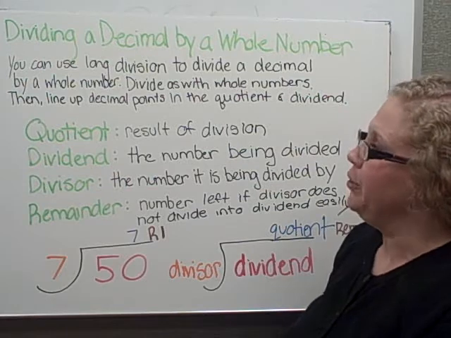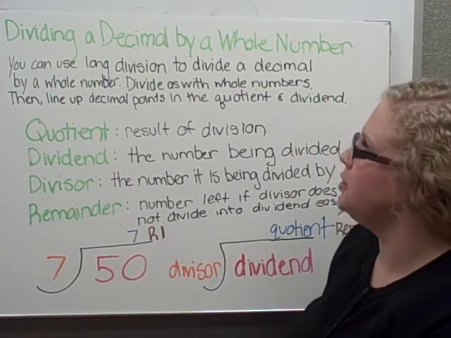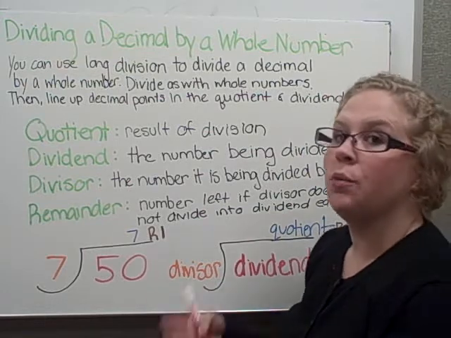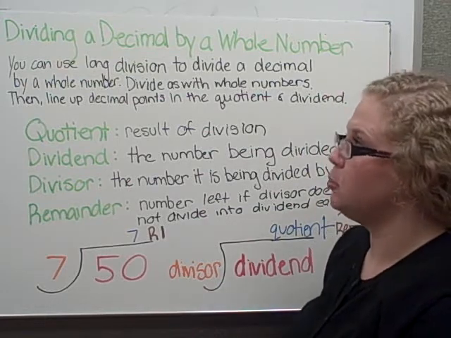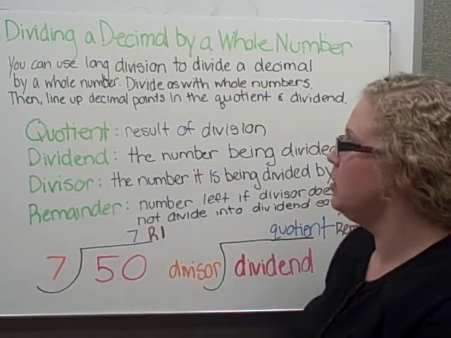Dividing a decimal by a whole number. We use long division to divide our decimals by our whole numbers. We divide as we would with whole numbers, and then we line up the decimal point in the quotient to match the decimal point in the dividend.